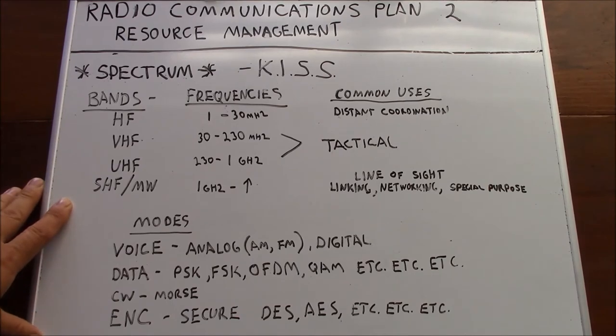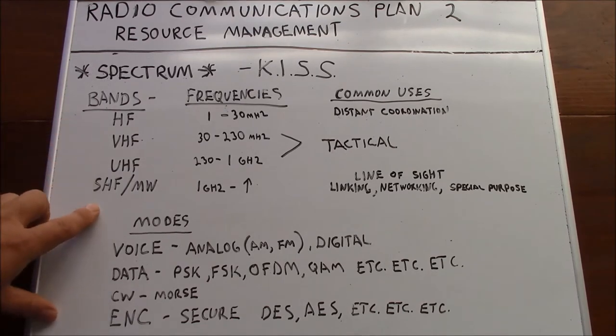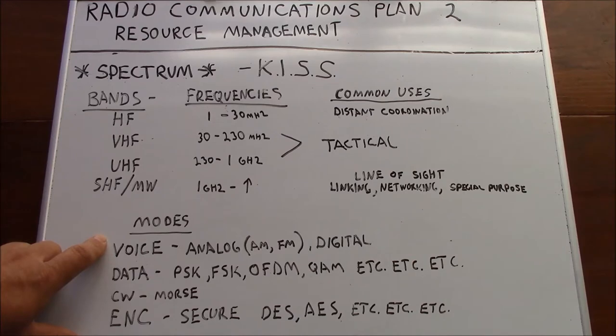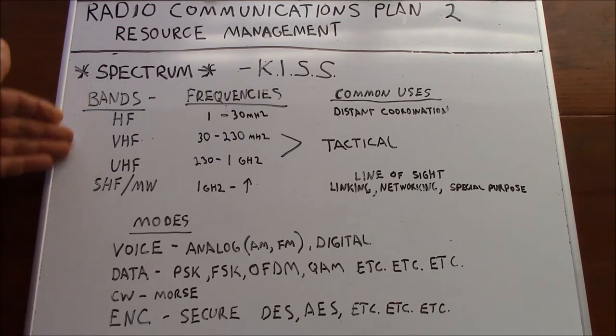The method you use to convey information using electromagnetic spectrum, once you've decided which frequency you're going to use, is called a mode. These are your most common modes. You have your voice mode, which is analog, AM or FM, and there are also various formats of digital modulation. If you're going to use digital, it's important that you're all using the same protocol. Another way to convey information is using a data protocol, and there are various flavors of data throughout the entire spectrum.